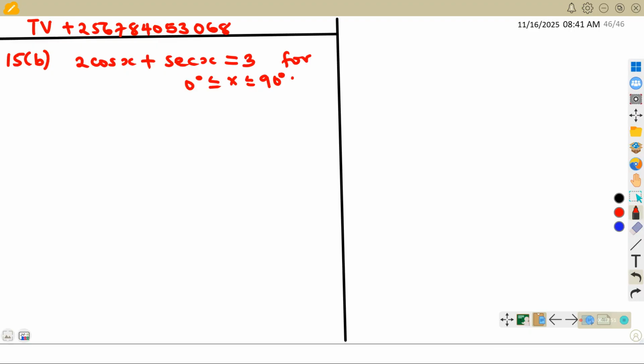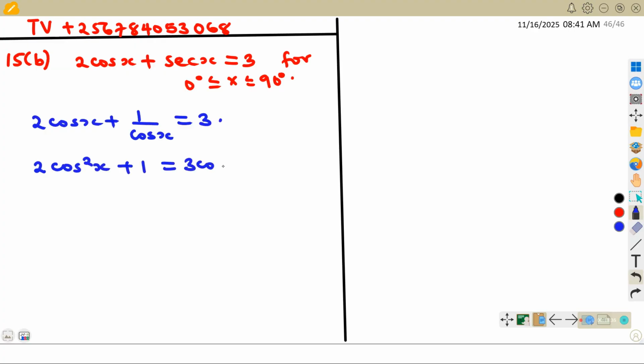So we are given that 2 cos of x plus sec of x is equal to 3. We know that sec of x is 1 over cos, so we can get our expression purely in terms of cos. So we shall substitute for that. So 2 cos of x plus 1 upon cos of x is equal to 3. Let us multiply through by cos of x. So this will be 2 cos squared of x plus 1, which is equal to 3 cos of x.